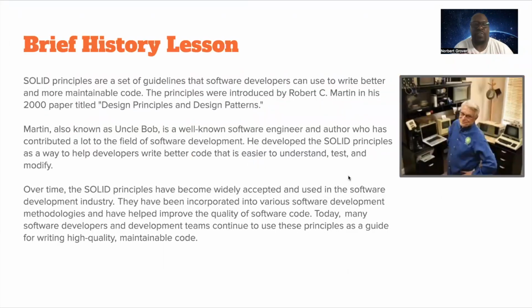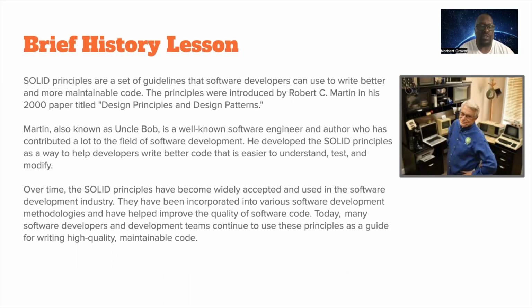So let's talk about a brief history. This picture on the side is Robert C. Martin, otherwise known as Uncle Bob. SOLID principles are a set of guidelines that software developers can use to write better and more maintainable code. These principles were introduced by Robert C. Martin in his 2000 paper titled Design Principles and Design Patterns.